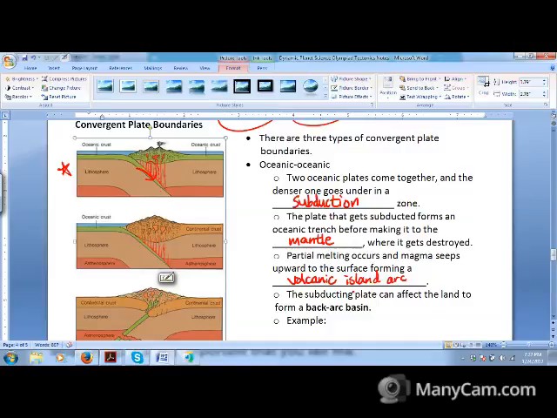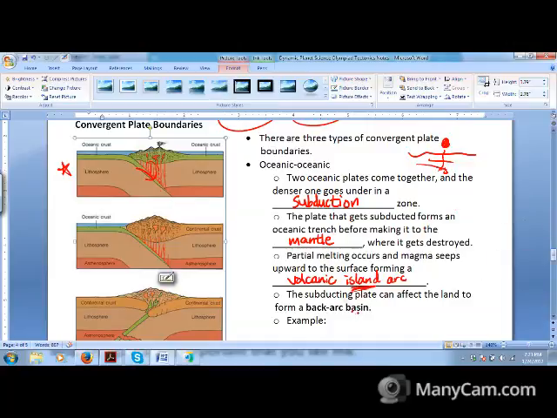Volcanic island arc. Take a look at this word island right here. Imagine all of this is ocean, just pure ocean. One of these plates gets subducted under the other plate. Magma comes upward. All this magma cools and forms crust, where it forms an area that we know today as an island. Not all islands occur like this through subduction, but some of them do.